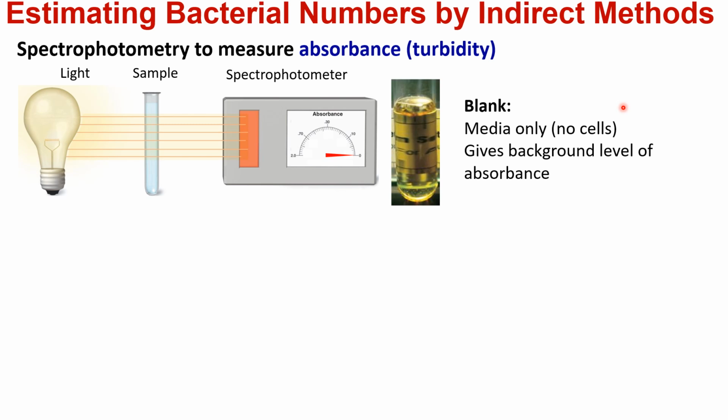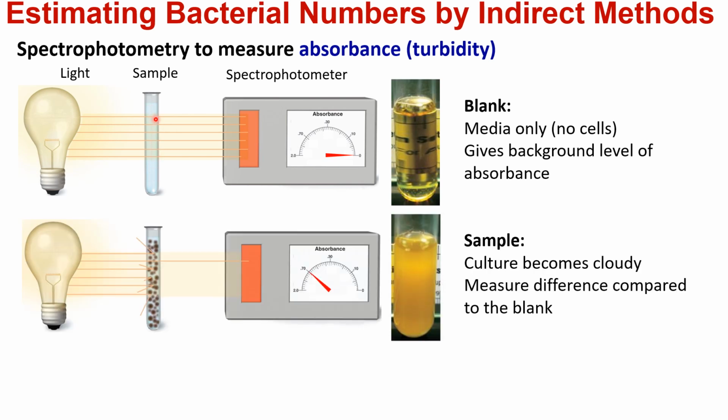First, we have to get a baseline, and we do what's called blanking our spectrophotometer. Here we have a spectrophotometer. There's a light source, we have our sample, and light will pass through the sample and get read by the spectrophotometer. So we have to ask, if there's nothing growing, what does it look like? We take whatever media we're growing our bacteria in, with no cells, and set that to 0 absorbance. Because as the light passes through, if there are cells in here, they're going to absorb some of the light.